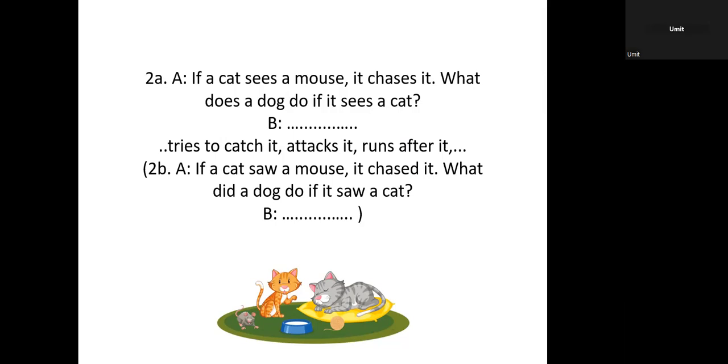Now let's focus on this part now. If a cat saw a mouse yesterday, last month, last weekend, it chased it. Okay? We are certain about it. What did the dog do if he saw a cat? Again, it tried to catch it, or it ran after it. If a dog saw a cat, okay? Okay.